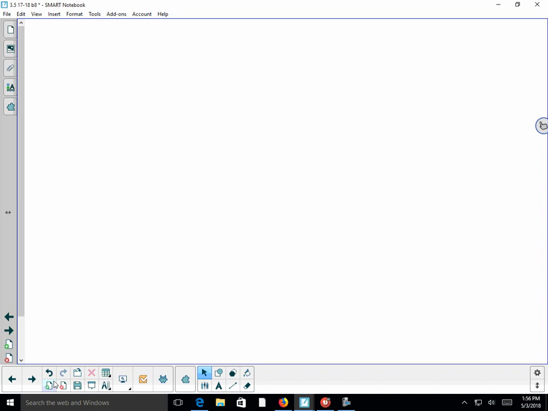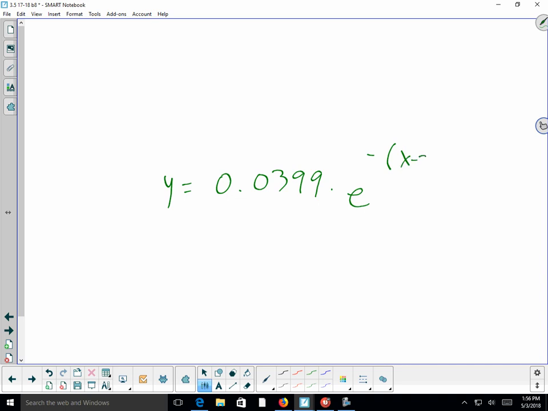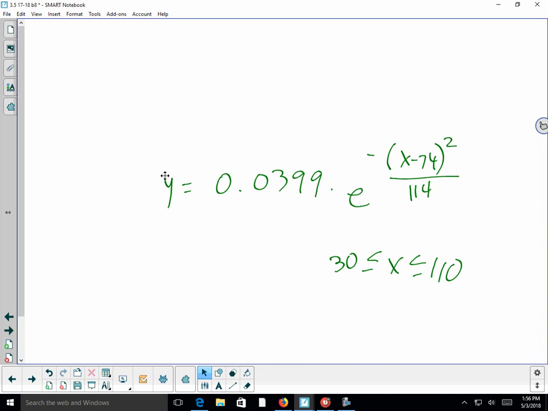Type it in. So this is y equals 0.0399 times e to the opposite of (x minus 74) quantity squared over 114, and we want that between 30 and 110. Thank you. So go ahead and enter that in your calculator.